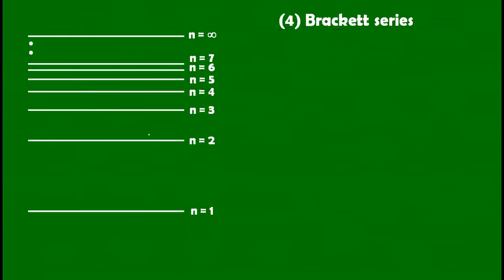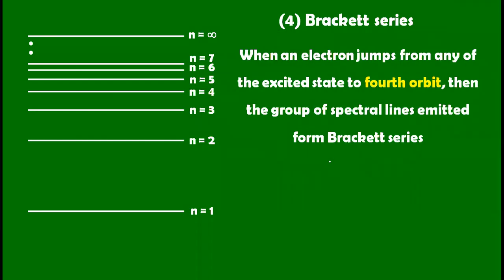We'll go into the next one. Brackett series. Whenever an electron jumps from any of the excited states to the fourth orbit, then the group of spectral lines emitted forms the Brackett series. The electron may jump from fifth orbit to the fourth, sixth orbit to the fourth, seventh orbit to the fourth, and so on. So here the principal quantum number of the lower energy level to which the electron jumps is 4, and that of the higher energy levels are 5, 6, 7 up to infinity.